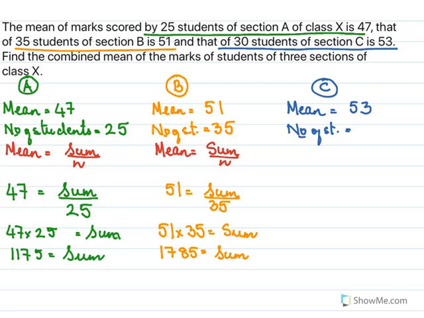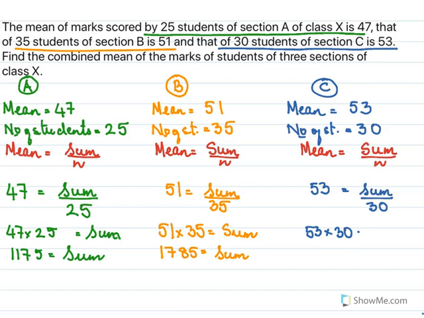Number of students is 30. So we have mean equal to sum over number of observations, and so mean here is 53 equal to sum over number of observations, which is 30. So we have 53 into 30 equal to sum. This 1590 is the sum of all the marks of section C.